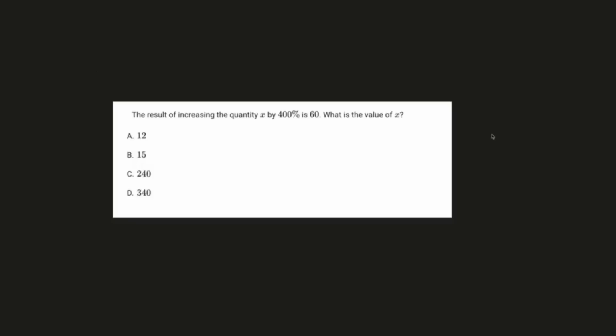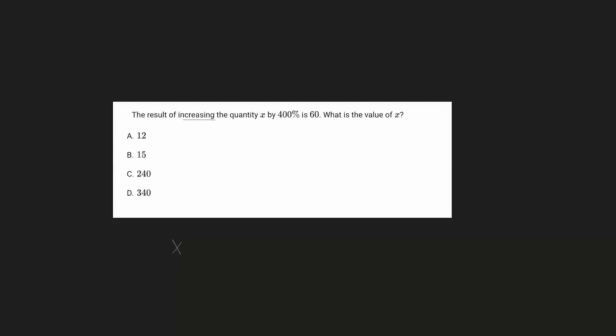So this is a very common percent problem that you might get on your exam. So it says the result of increasing the quantity x by 400% is 60. What is the value of x? All right. So first off, let's just write a mathematical equation to represent this scenario. So we have x, that's our starting value.